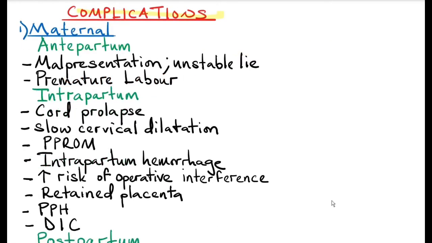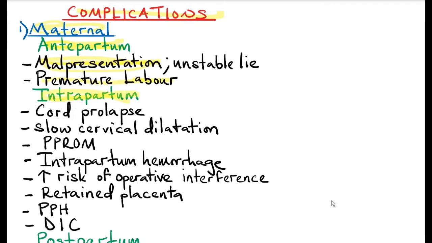Complications of placenta previa. The maternal complications are divided into antepartum, intrapartum, and postpartum. The antepartum complications, this is during pregnancy. There is malpresentation, like breech, transverse or oblique lie. Premature labor, which is either spontaneous or induced.